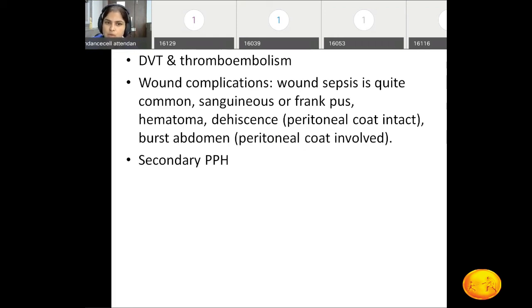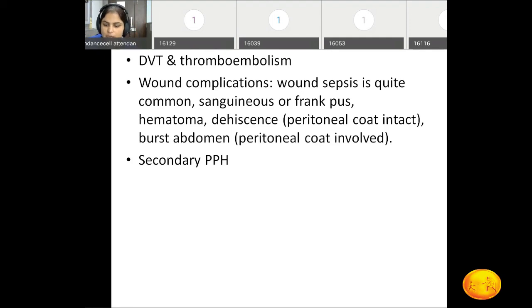Then wound complications, like wound sepsis, are quite common. Then serosanguinous discharge or pus is there. Hematoma, dehiscence, and burst abdomen are again other common ones. In dehiscence, basically all the above layers, skin, subcutaneous tissue, rectus sheath, muscle, are opened up, but the peritoneum is intact. And in burst abdomen, everything is opened up. I've seen one case of burst abdomen, and it can be quite serious. The patient has to be treated very fast, and they might go into septicemia, with more likely chances of dying also.